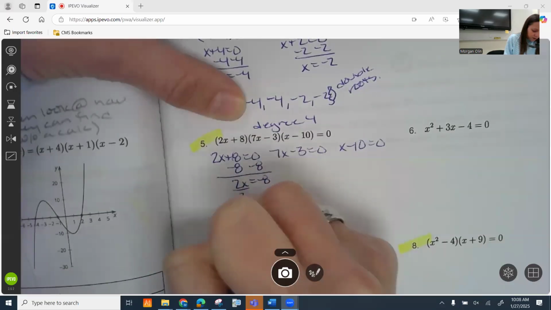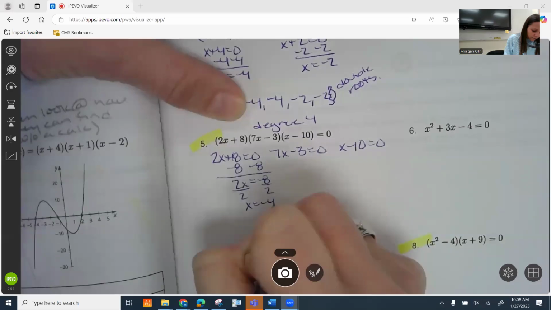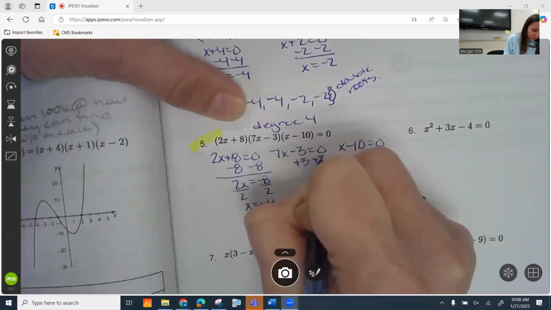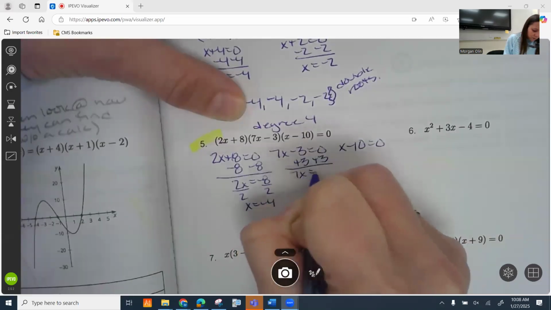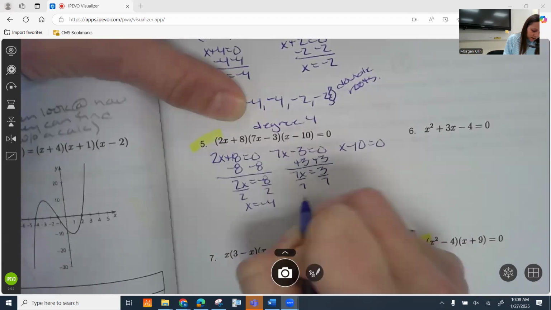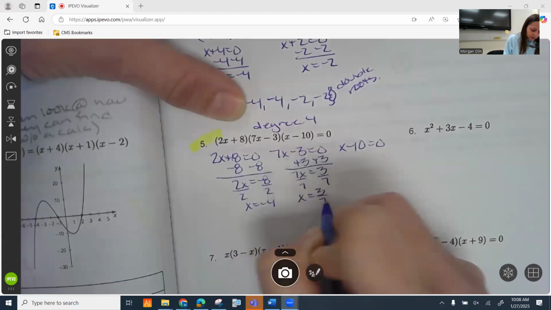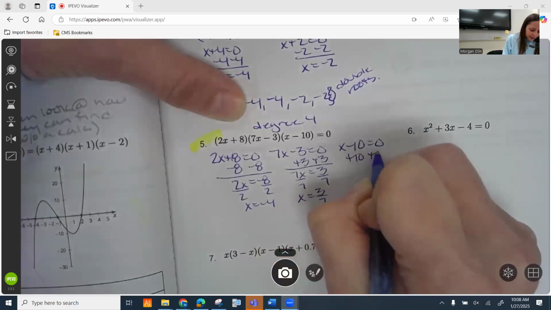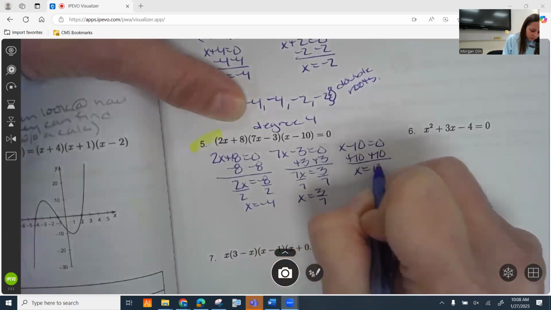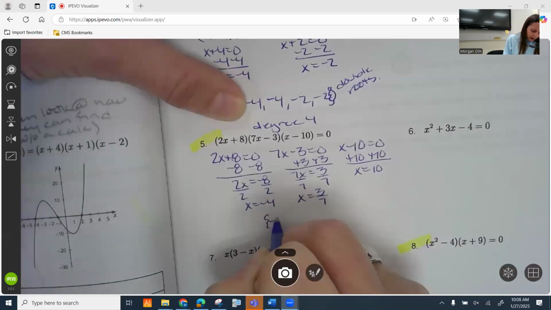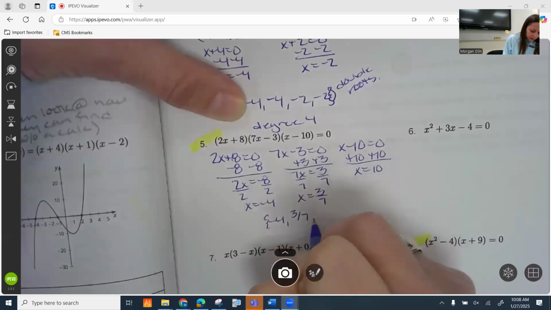And then we divide by 2, so x equals -4. Here we add 3, so 7x equals 3, and we divide by 7, so x equals 3/7. All right, add 10 over, and we get x equals 10. So our solutions would be -4, 3/7, and 10.